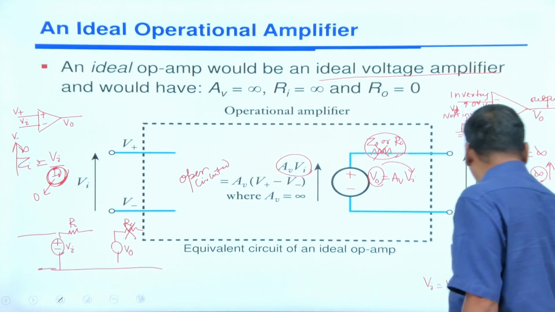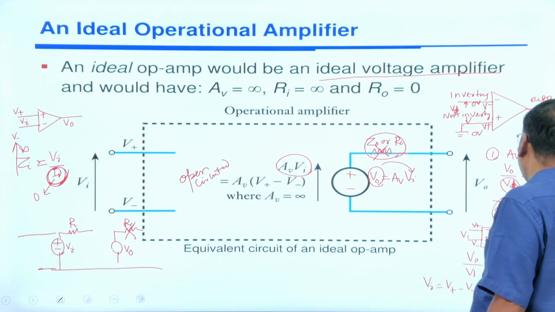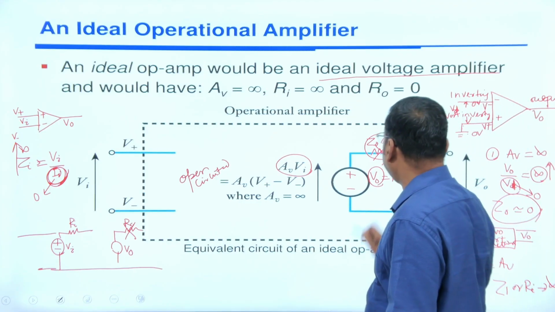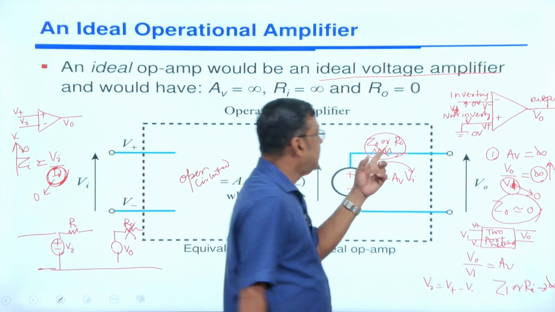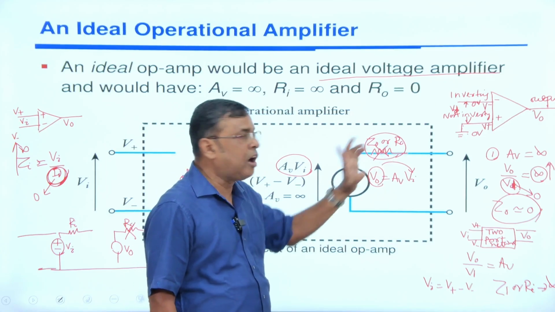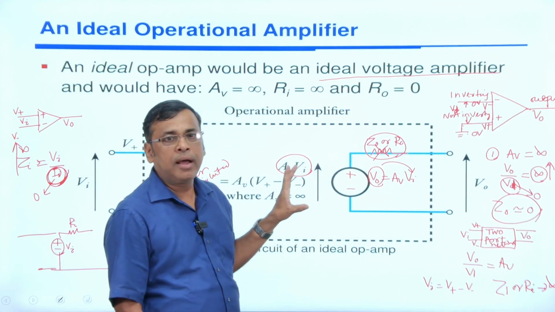Output impedance is 0. The output impedance is 0 means what? Z0 equal to 0 means what? There is no resistance in the output circuit, only a voltage source. Are you getting it or not?